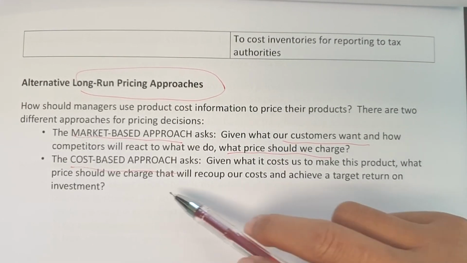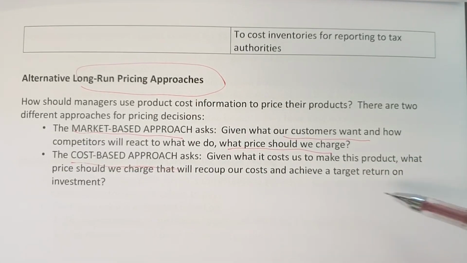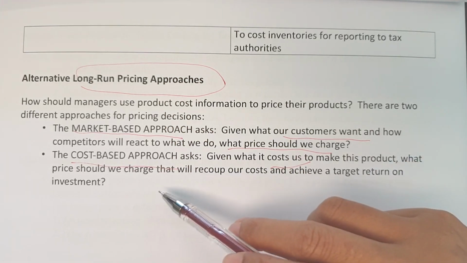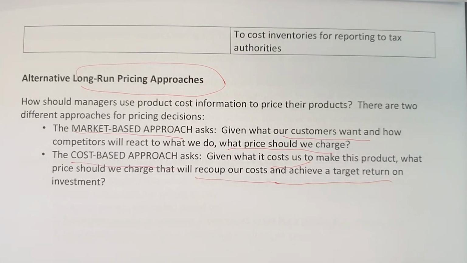Second is the cost-based approach, where we determine the price based on the cost that has been incurred for us to produce this product. So what price should we charge that will recoup all costs and achieve a target return on the investment? So in the second method, we calculate all the related costs, and then we identify what percentage of markup we want to make out of the products.